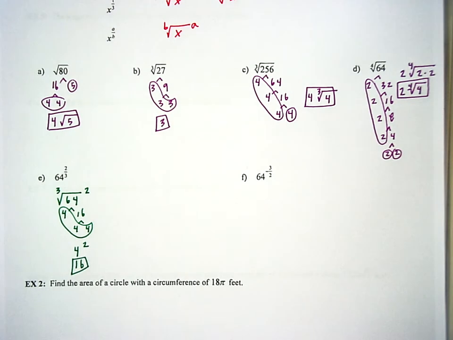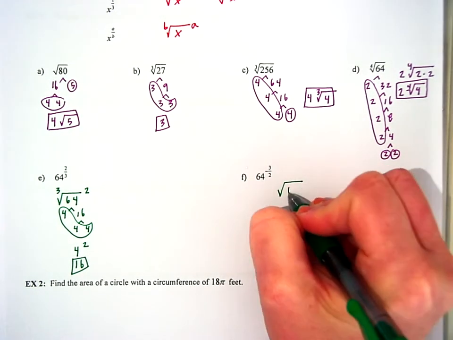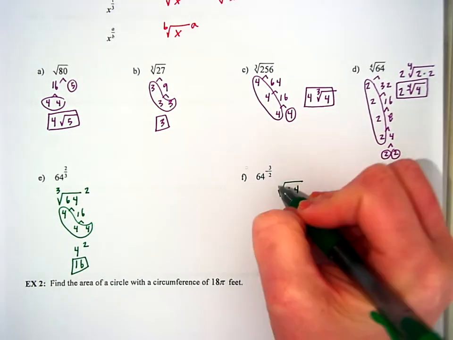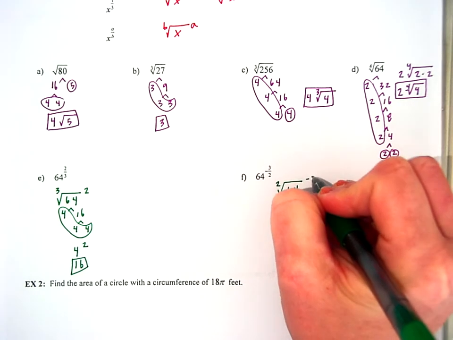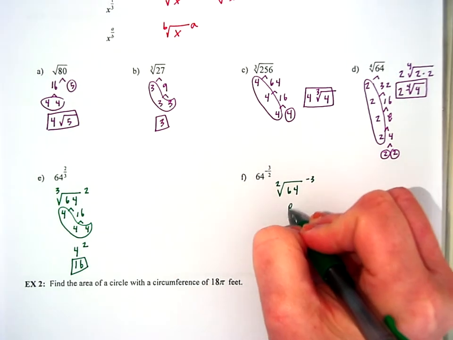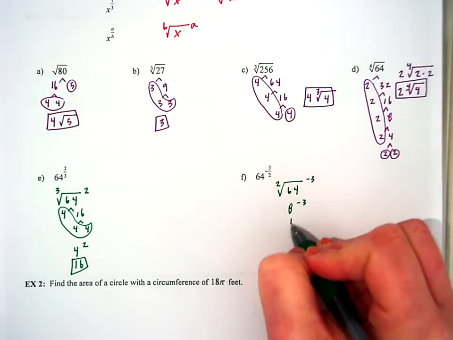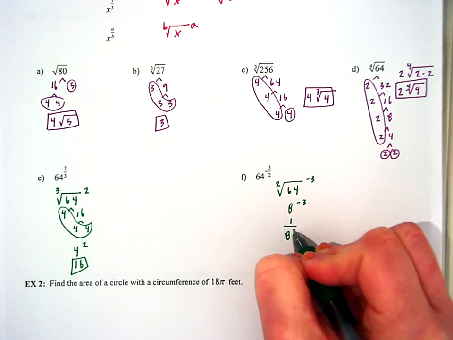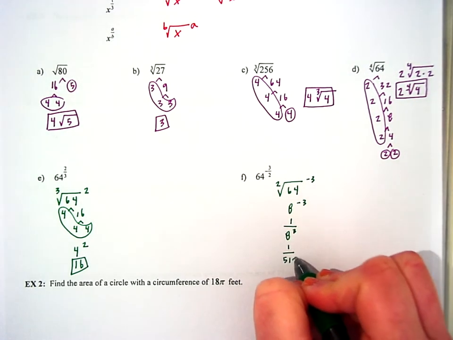Okay, for F, here I have 64 to the negative 3/2 power. So again, underneath my radical is the 64. My index is 2. I don't usually write the 2. I'm just writing it there just to remind you of the position. And then raised to the negative 3rd power. So the square root of 64, we all know that's 8. 8 to the negative 3rd power. Well, that's like saying 1 over 8 to the positive 3rd power, which then becomes 1 over 512.